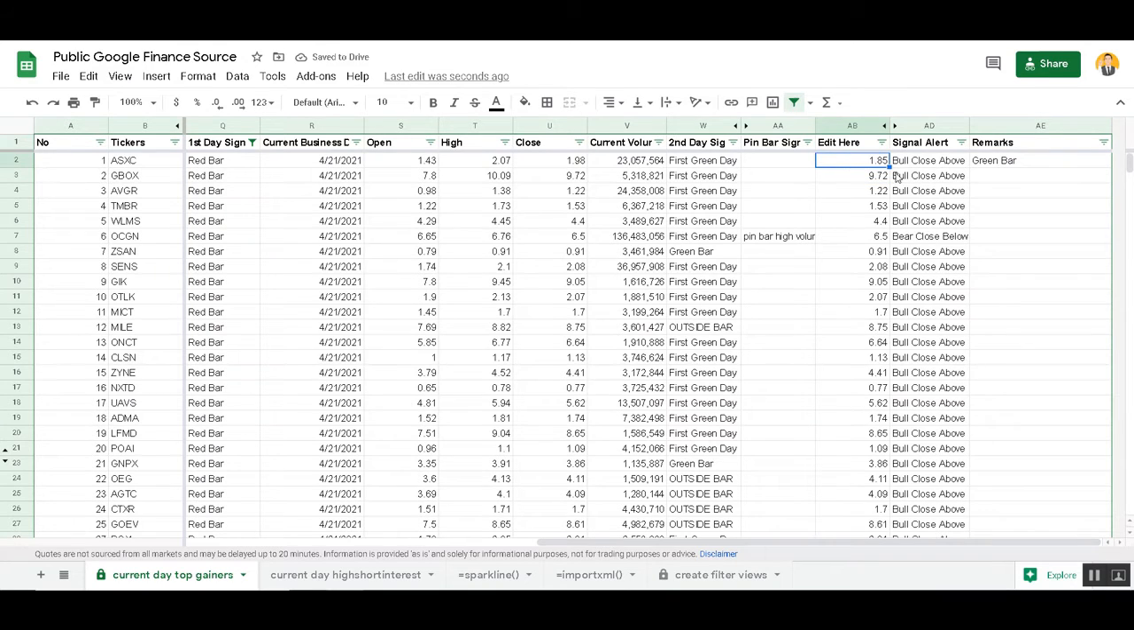Okay, so my signal says that the bull closed above it. So we shall see if the market opens today and the price actually goes down and touches it. So we can give it an expression, say that if the price of the day touches the level that I wanted, we shall call it alert.